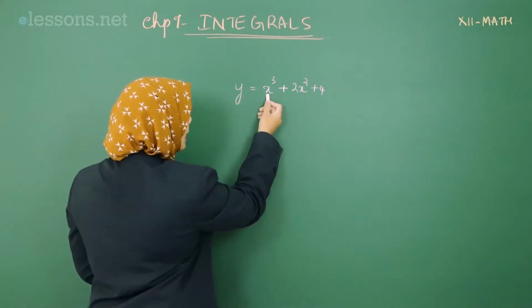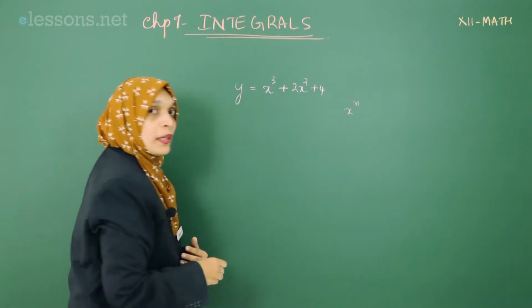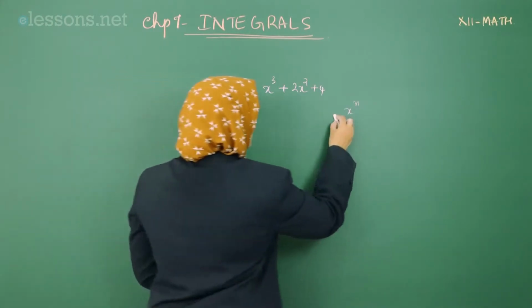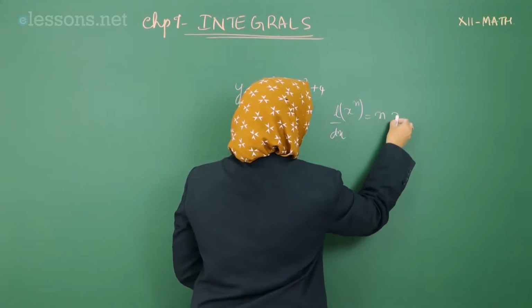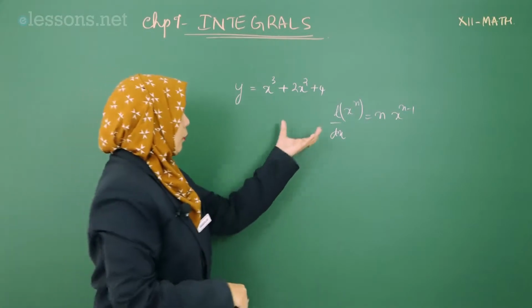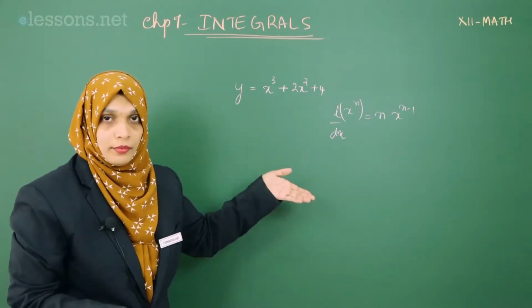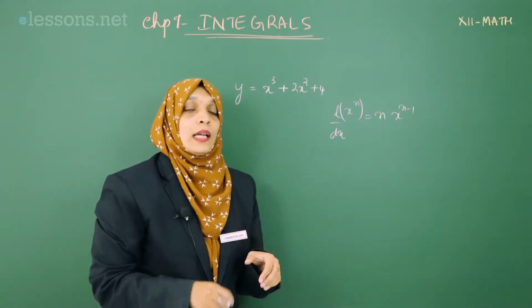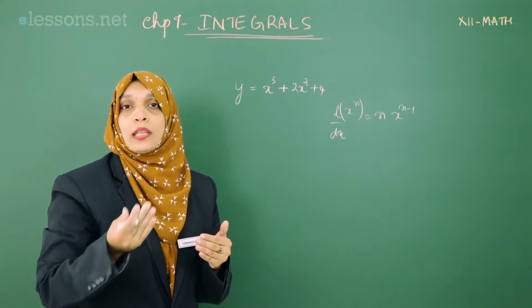Now when I have it like this, what am I supposed to do? Definitely apply the x to the power n rule. What is it? Differentiation d by dx of x power n is n into x to the power n minus 1. This is a definite way of getting its derivative. The same way, we have definite ways to get the integrals of the given function.